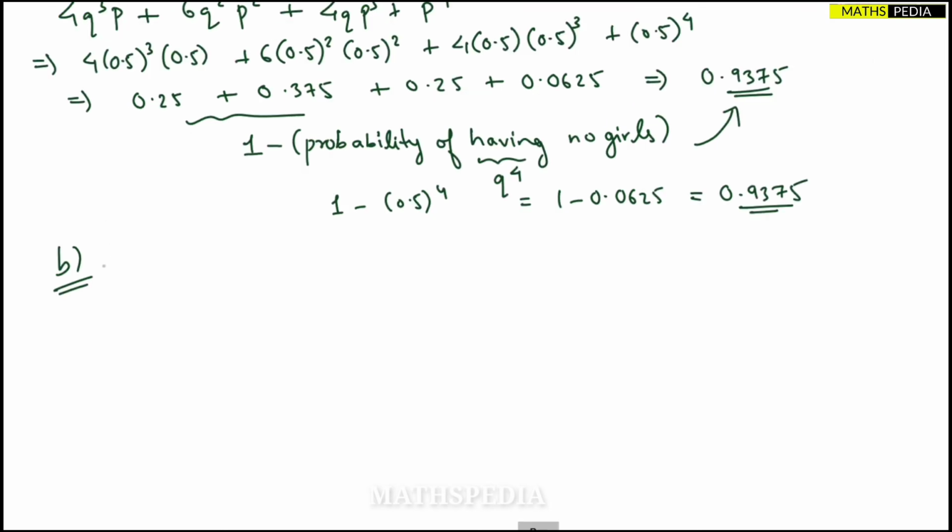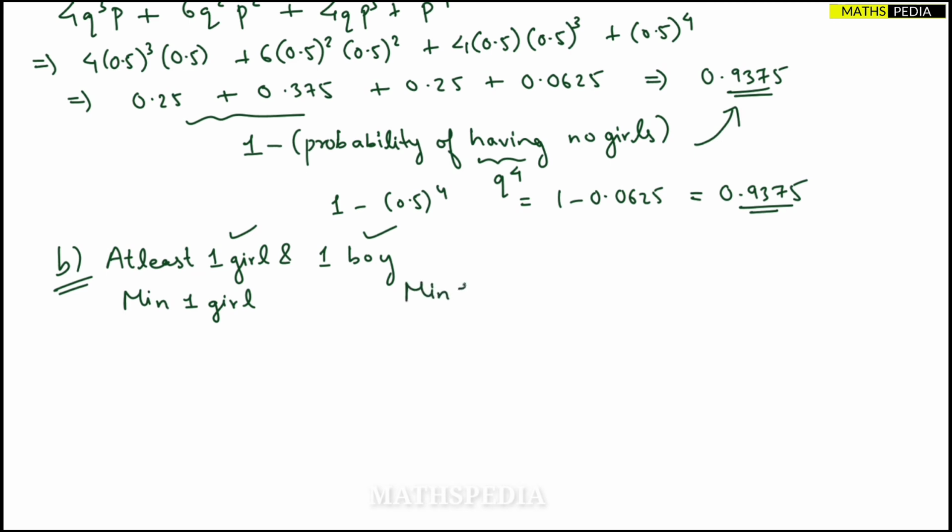That's it. Okay, same thing: 1 minus the probability of having no girls is nothing but equal to at least one girl. So in B part they have said at least one girl and one boy. That means at least is there for both. Okay, at least one girl, at least one boy. At least one girl means what? Minimum one girl. At least one boy means what? Minimum one boy.